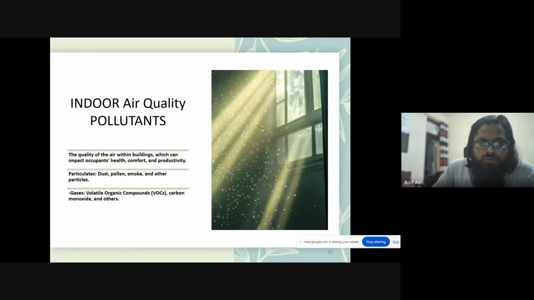Now I move to indoor air quality. Within the building, it's very necessary. There are dust, pollens, smoke, particles, germs, viruses, and volatile organic compounds. They just convert into gas very easily, like when a person is painting, or you do the termite treatment in your house. So these gases are created: carbon monoxide, benzene, and other gases may be there.